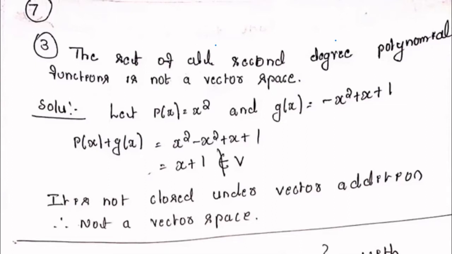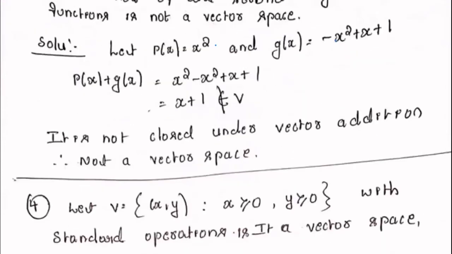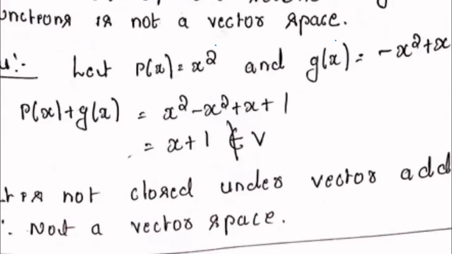After adding two functions, P of x and g of x, the result x plus 1 is not in that set of second degree polynomials. That's why it's not closed under vector addition. It's not a vector space. What the expectation was, if you would have got a second degree polynomial such as x square plus 1 instead of x plus 1, then you could consider it closed under vector addition. You can call it like that.